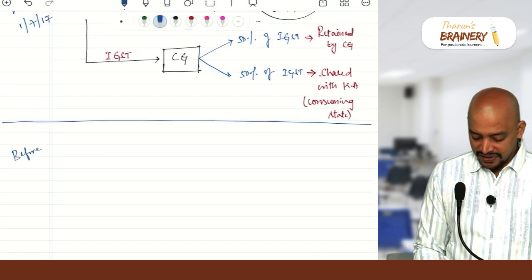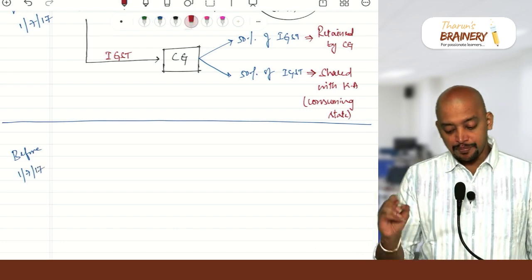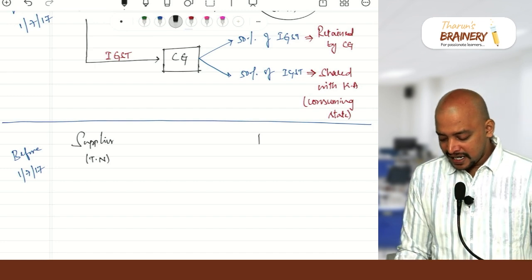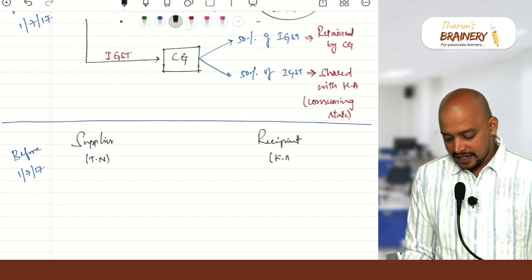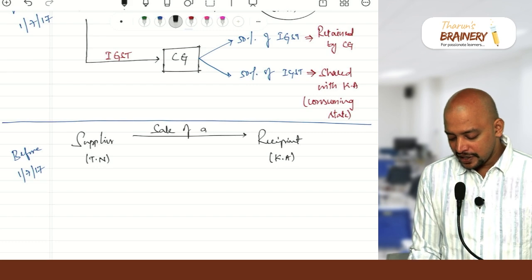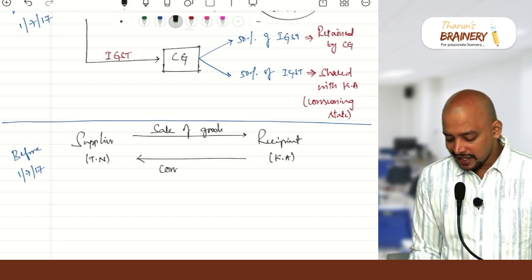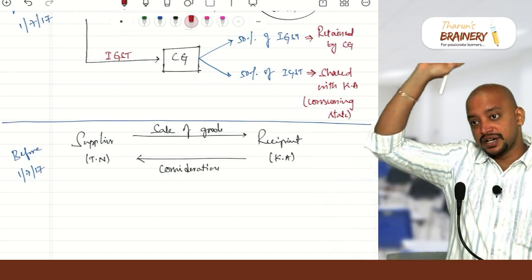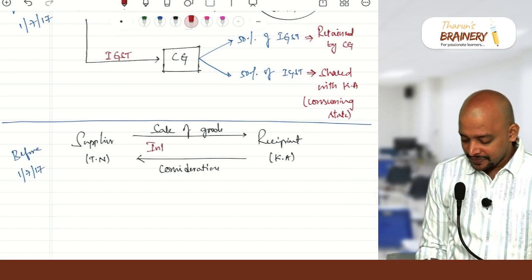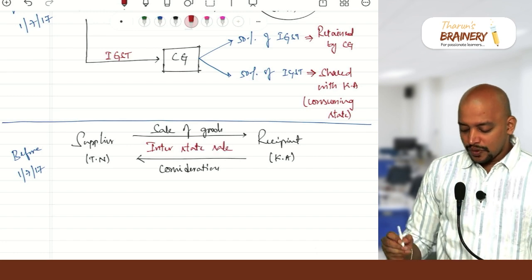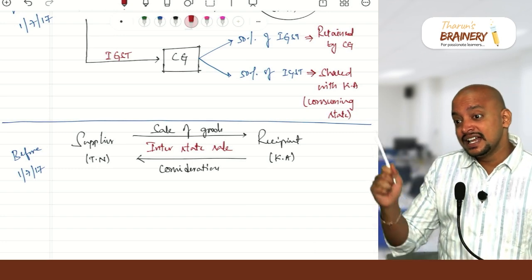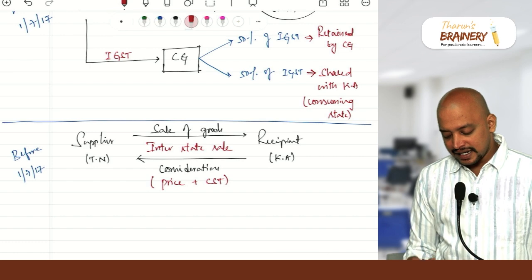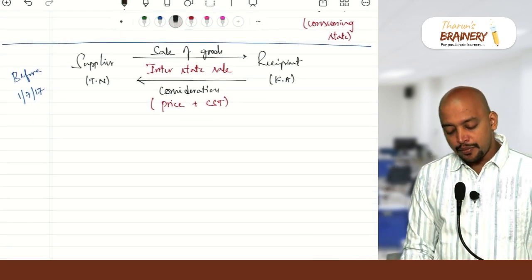Before 1/7/2017, the same situation, let's see what would have happened. Where is the supplier located? Tamil Nadu. And where is the recipient located? Karnataka. And there is a sale of goods for which the recipient will pay consideration, and this was called an interstate sale, not supply. Supply is under GST, but in sales tax it was called sale, interstate sale. In case of interstate sale, what is the tax that was applicable? CST, Central Sales Tax. So how much will the recipient pay? Price plus CST, Central Sales Tax.